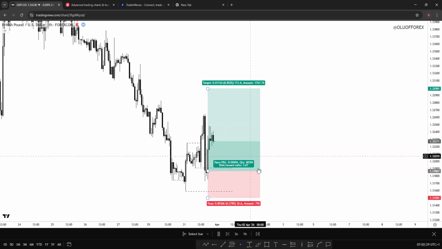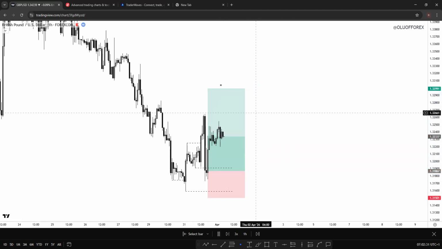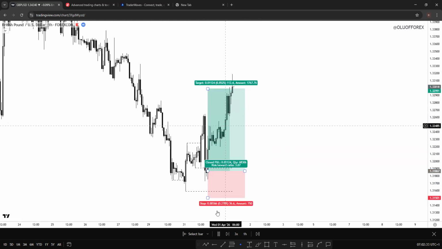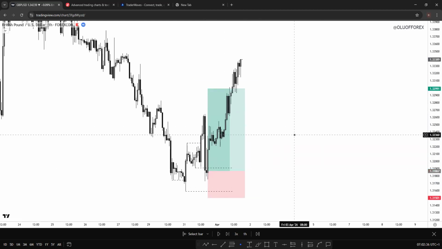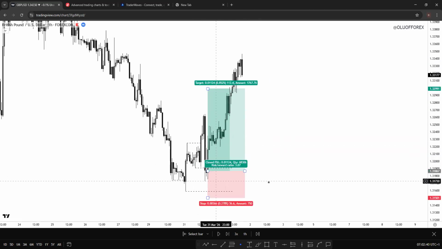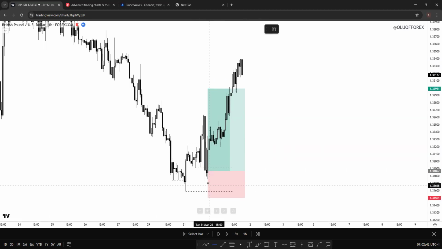Let's see how price delivers to our own take profits. Expecting price to clear this C. Cleared. That's what we want to see. Now this is another sweep and a break. That is just our new A. Now this is our new A.